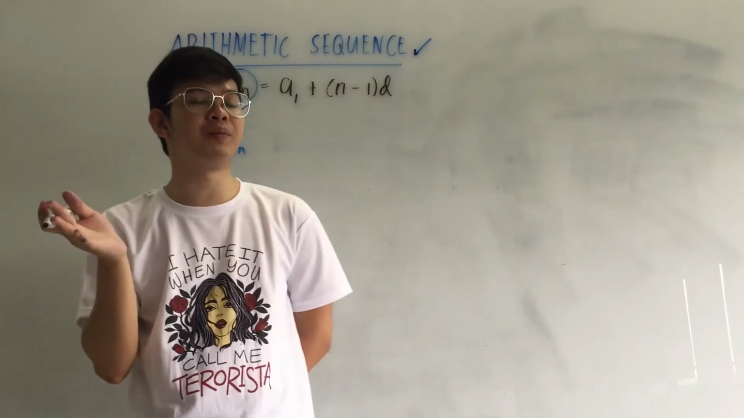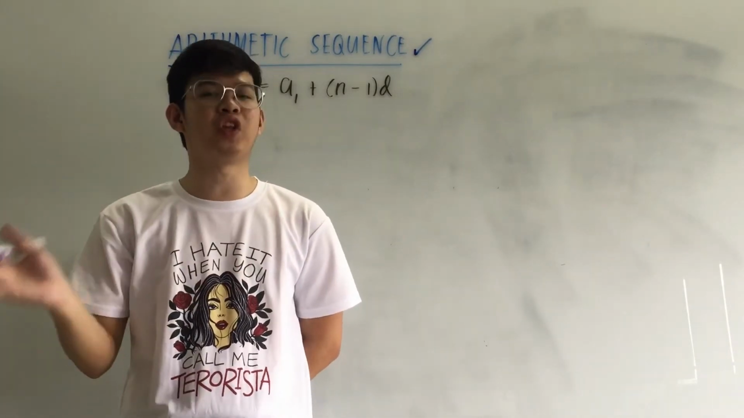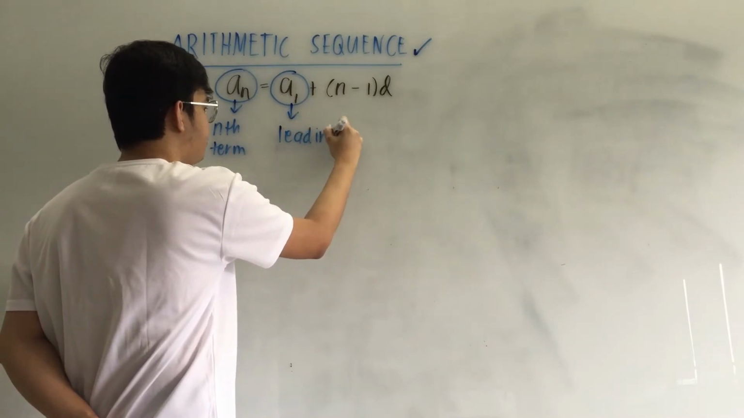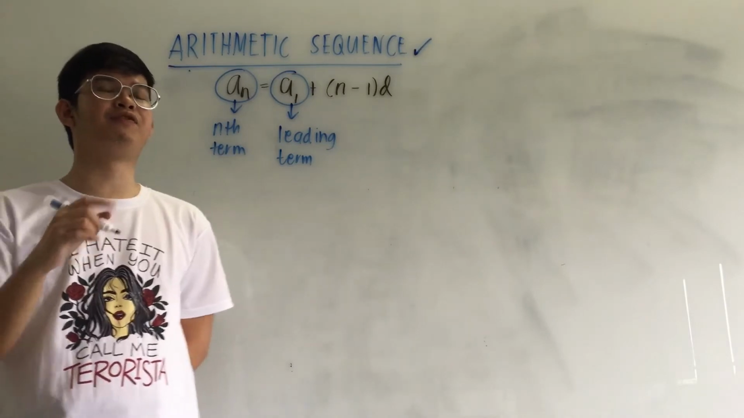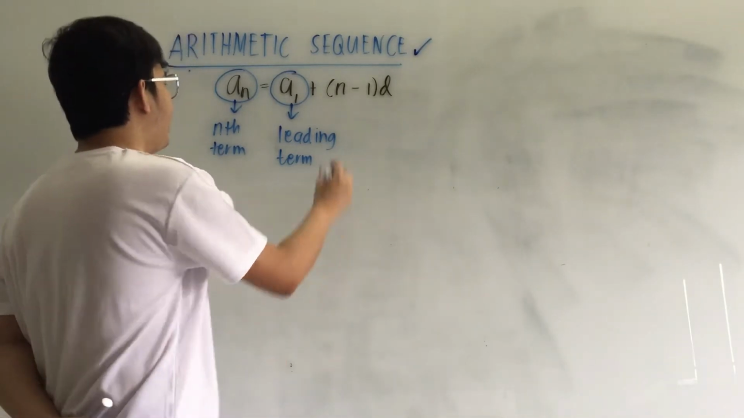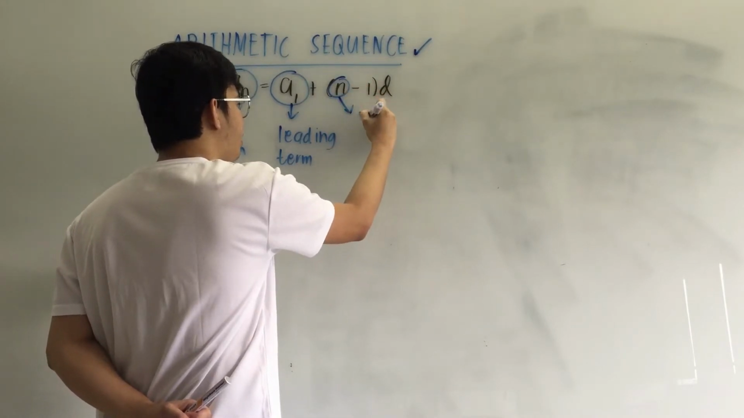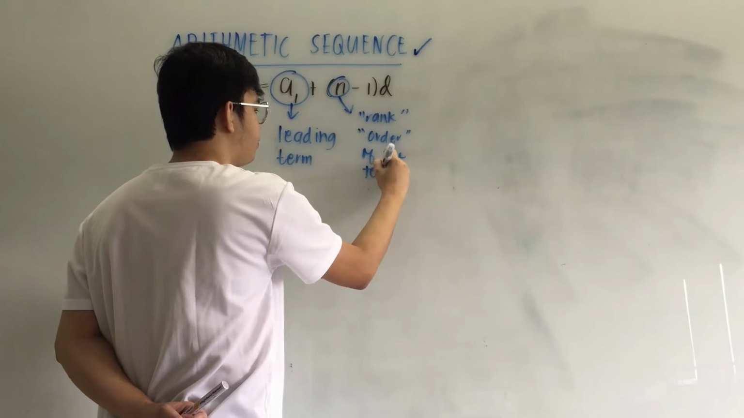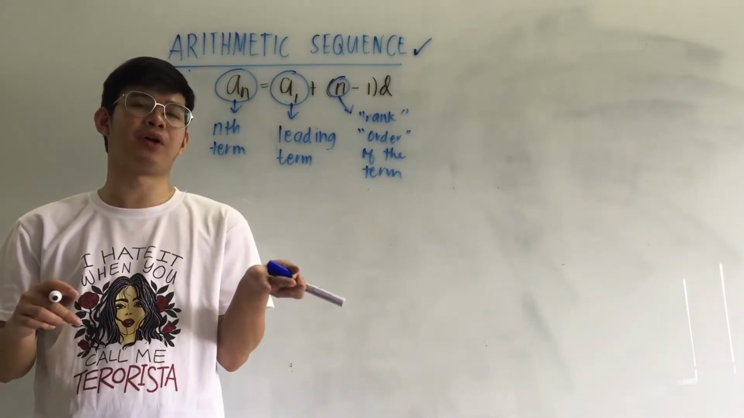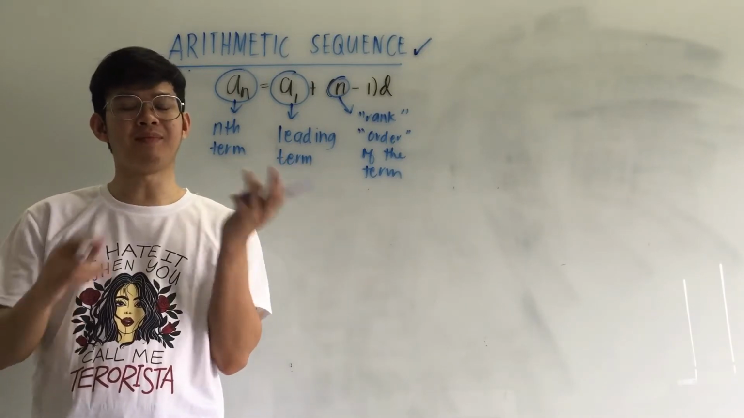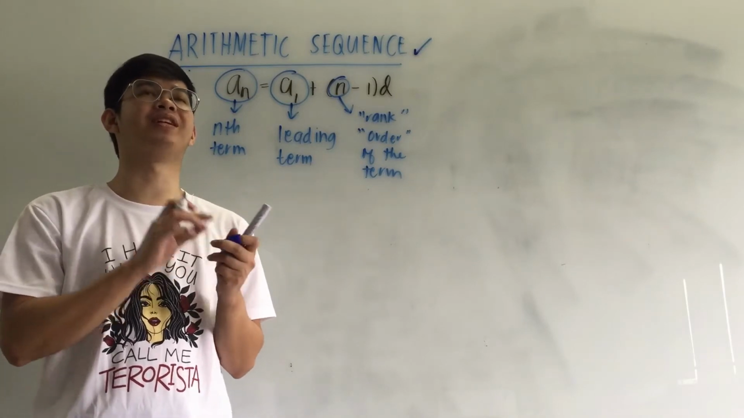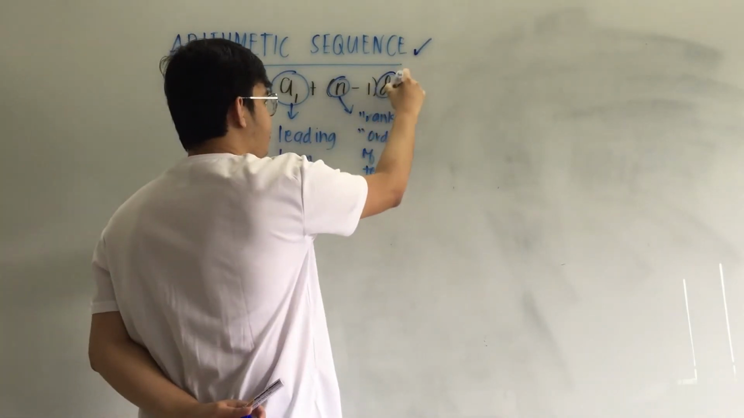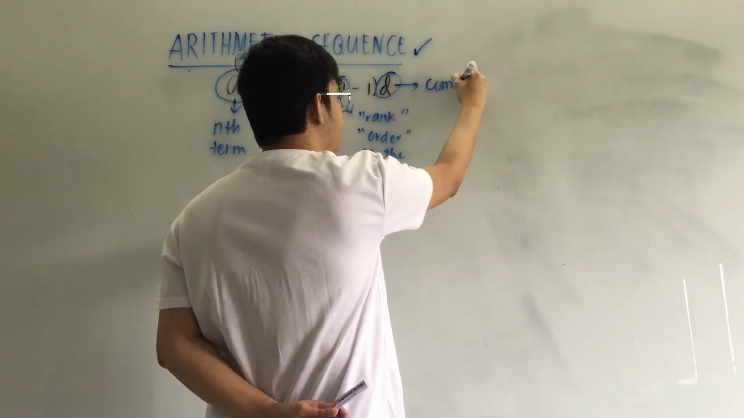This could be the 4th term, the 16th term, the 100th term, the 1,000,000th term, etc. A sub 1 is actually your leading term. When you say leading term, it is the first term in the sequence. Now, n here is actually the rank or the order of the term. When you say rank or order, if it is the 6th term, your n will be 6. For example, 6th term, etc. And then d will be, of course, the common difference.